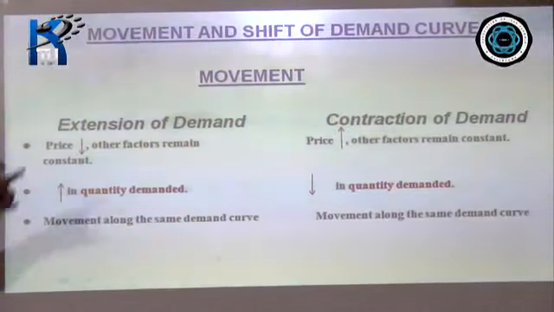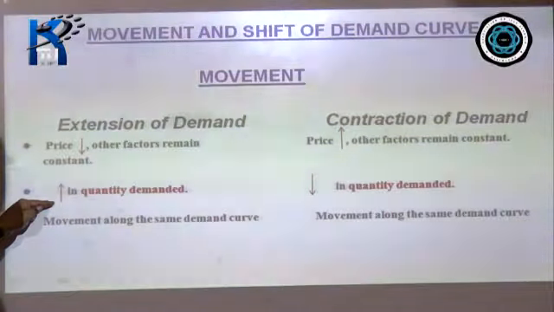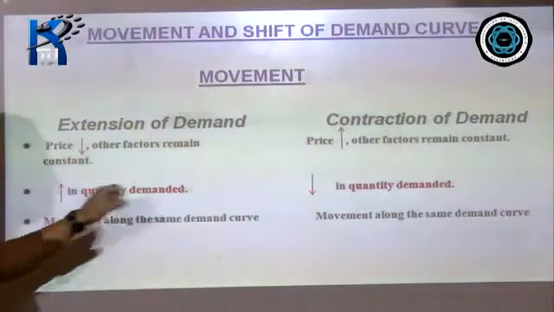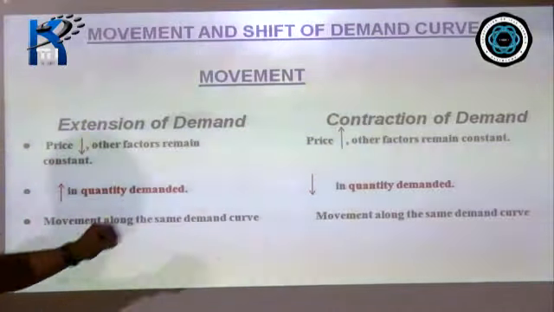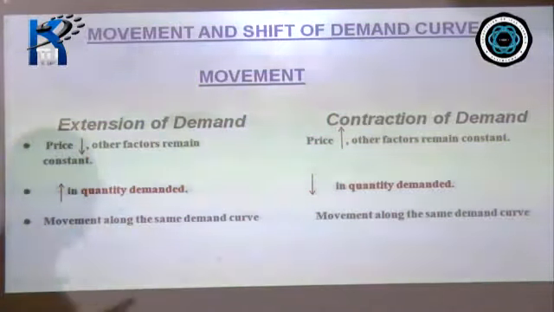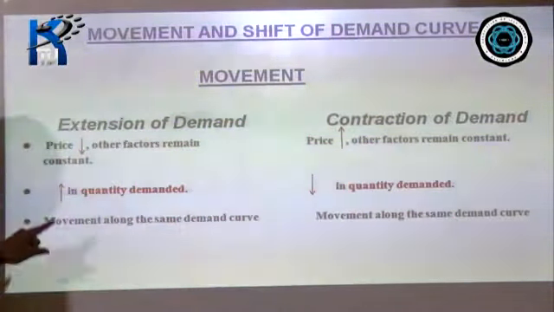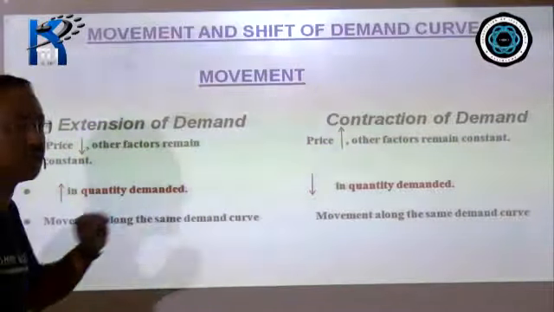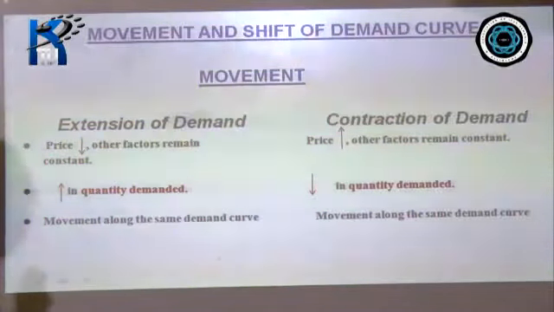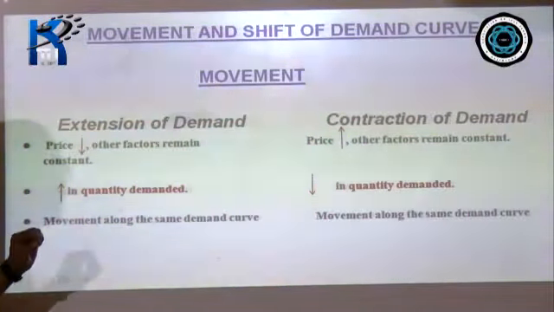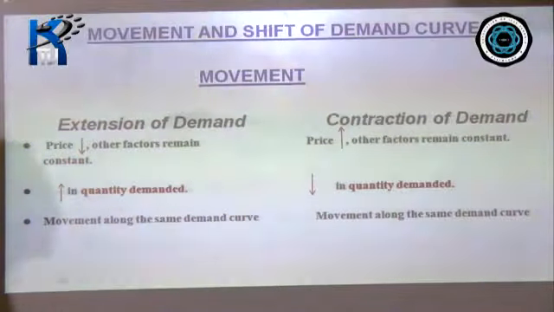If there is a change in the price, obviously there will be a change in the quantity demanded. Note that in movement, there is increase or decrease in quantity demanded, whereas when I teach you shift of the demand curve, I will be saying increase in demand and decrease in demand, not increase in quantity demanded and decrease in quantity demanded. You have to be very clear with that. The next thing is, in movement, there is movement along the same demand curve. Same demand curve means the demand curve will not shift. You will be using just the same demand curve.